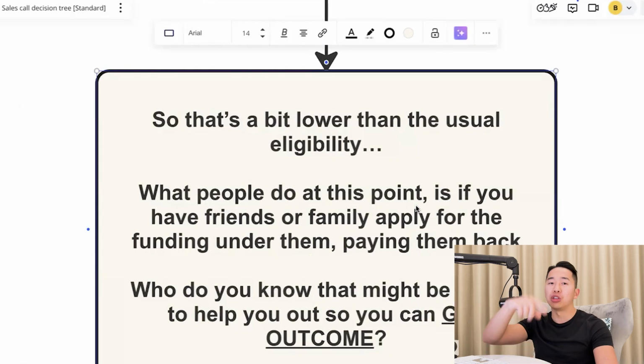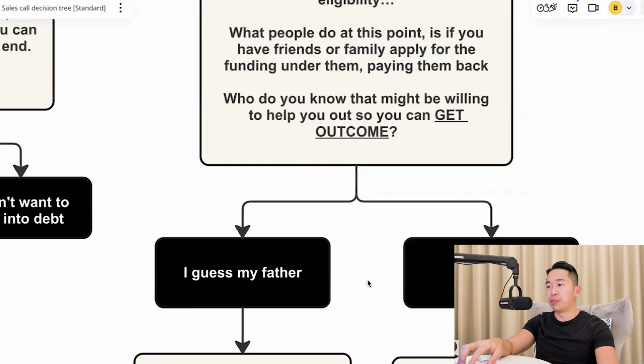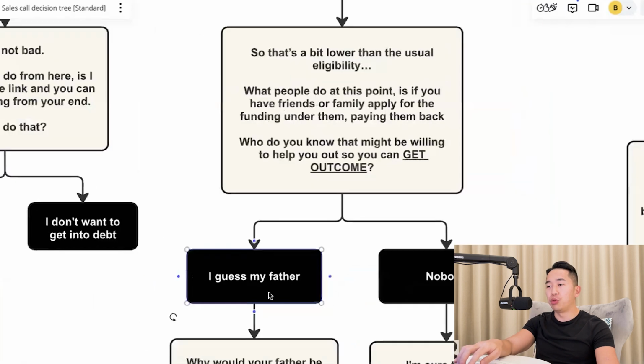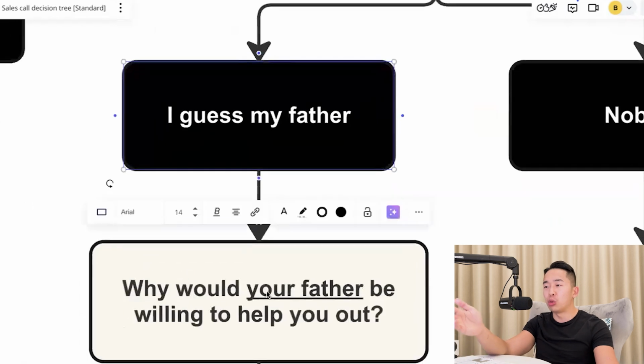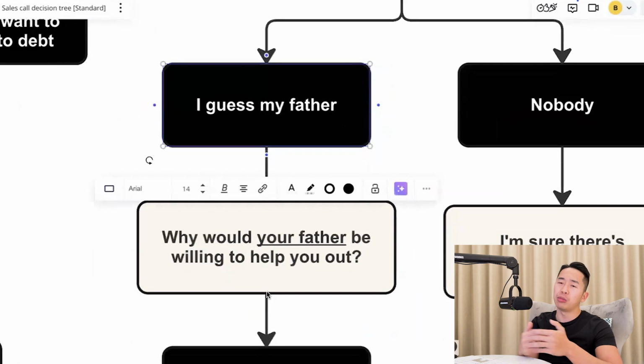So you don't have to keep being in the stress of being in the revenue roller coaster. Just insert for whatever. Okay. So we're getting resourceful. At that point, they're going to say, my father, my sister, whatever. So at that point, you go, okay, why would your father be willing to help you out? Why would your sister be willing to help you out? The reason why we ask this is because now we're getting them solidified. Like, yeah, they will be able to help you out.